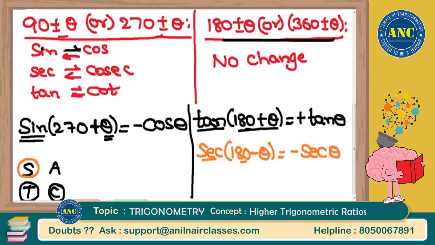Tell me the answer for this, sir. I want you to tell me this. Suppose it is cot of 90 plus theta. Now when it is 90 plus something, cot will become tan. First change the trigonometric function, write it as tan theta. Now let us check whether it is plus tan theta or minus tan theta. 90 plus theta means it is second quadrant. In second quadrant, sine and cosecant are positive, cot is negative. Put a minus sign, minus tan theta.